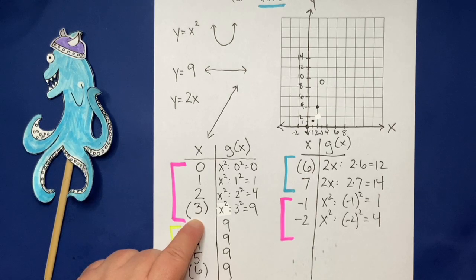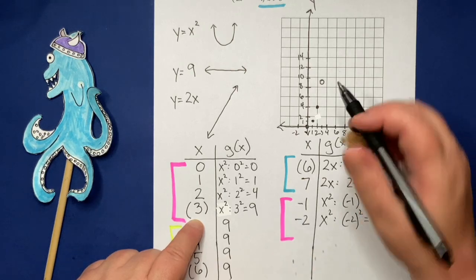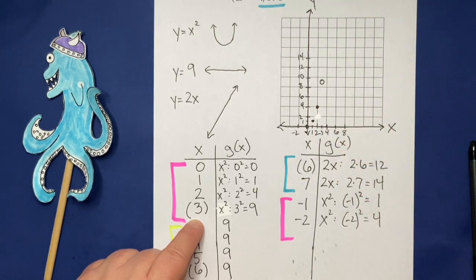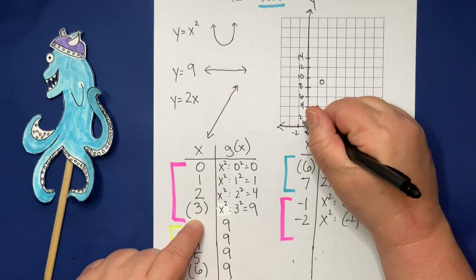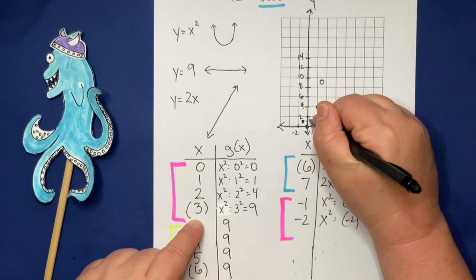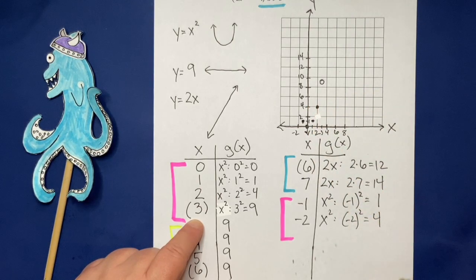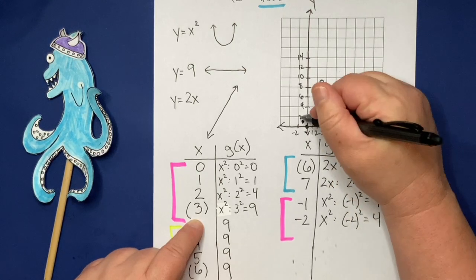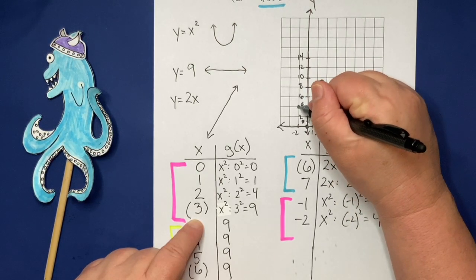Okay, so that's the beginning of the pink part. And then I also have this point -1, 1. Unfortunately, I've got a 1 written in right there, so I'm going to put the 1 right there. And then I've got -2, 4. -2, 4 goes up there.